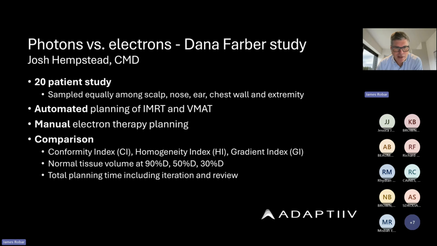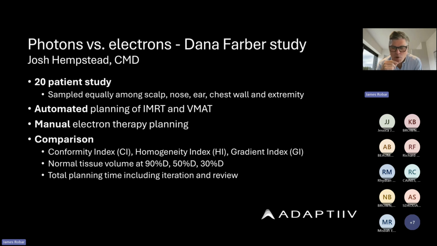I'm just peeking back at Eclipse here, seeing how it's doing with our VMAT plans. It's on the forward Acuros dose calculation right now. So let me show you something that's hot off the press.